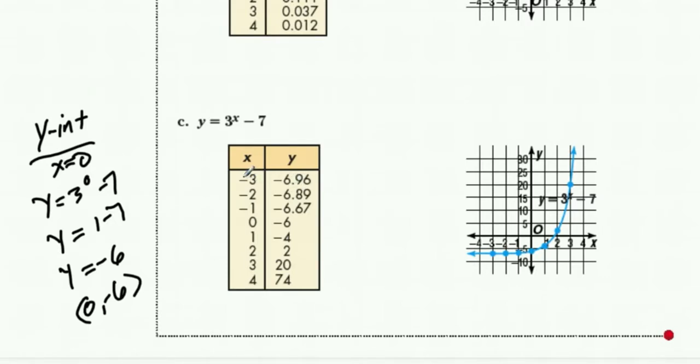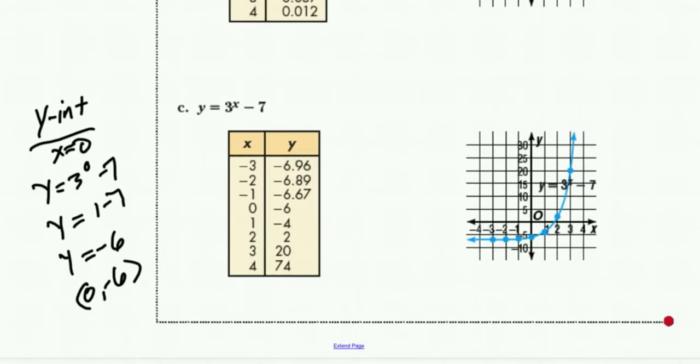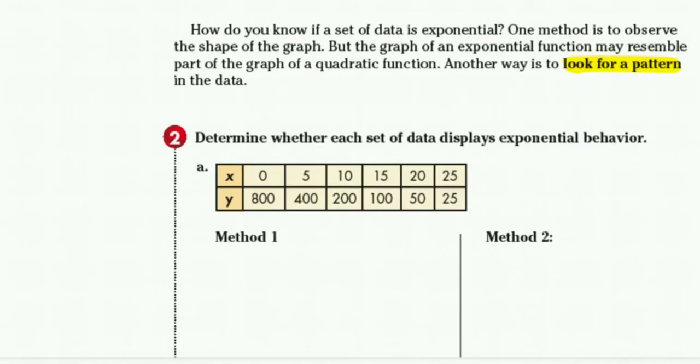So if I find values of x that are less than 3, it will go closer and closer to -7, but it will never actually be equal to -7. I hope that makes sense. If not, rewind the video.